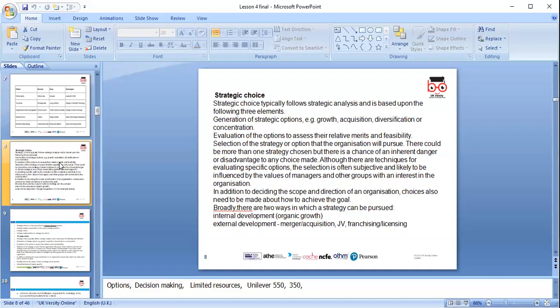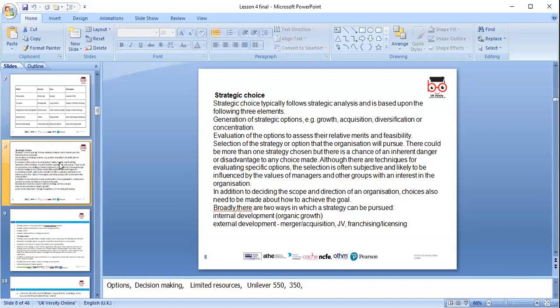And this could be more. Whichever strategy is chosen, there is a chance of inherent danger. Yes, sometimes there is danger or risk associated with each move. You want to acquire another company, maybe the other company has a different culture, and when you acquire it there can be a conflict. If you want to influence the other company's employees, those who have been working for many years with that company, maybe they start leaving.